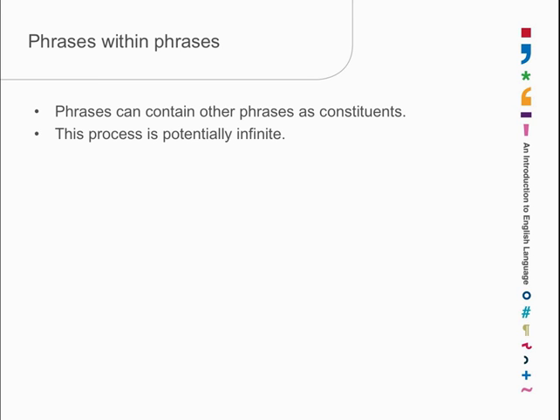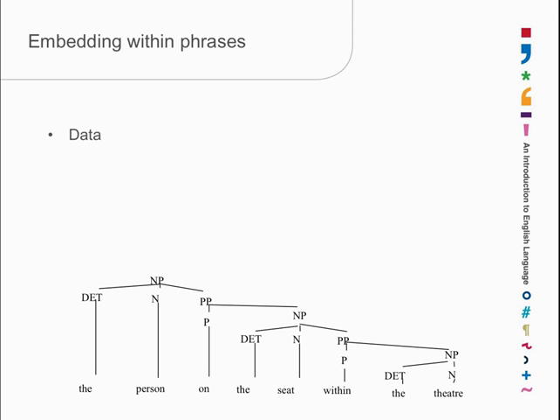Let's have a look at the data here. Here's a person. We might, if we wanted to, say, I want you to think of a person. I want you to think that the person is on a seat. The seat is inside the theatre. We can cram all that into a single noun phrase by saying the person on the seat within the theatre. Easy, isn't it? And yet, look at the complexity.